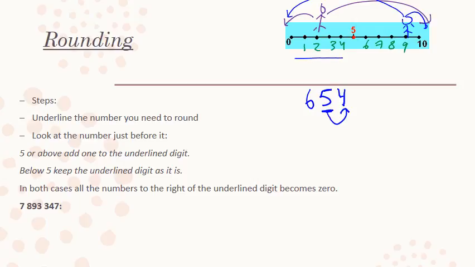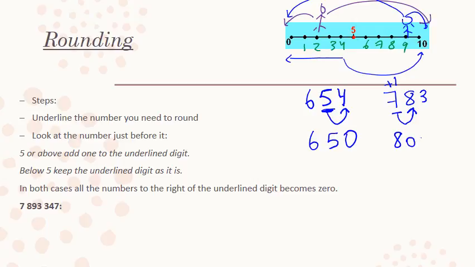Is 4 close to 0 or close to 10? It's close to 0. So if it is close to the number just before, I just keep the underlined digit as it is. So 6, 5. What about the 4? The 4 becomes 0. So everything to the right after the underlined digit becomes 0. Another example. Suppose I have 7, 8, 3 and I need to round the 7. I look to the number just before the 7, which is 8. 8 is closer to 10 than 0. So I add 1 to the 7, it becomes 8, and also everything to the right becomes 0.